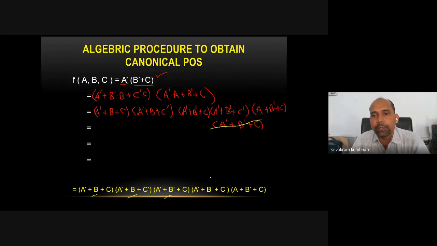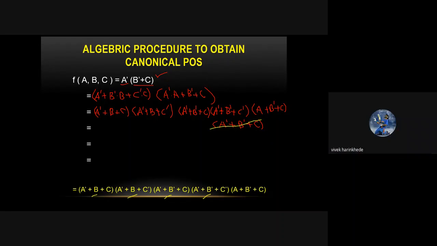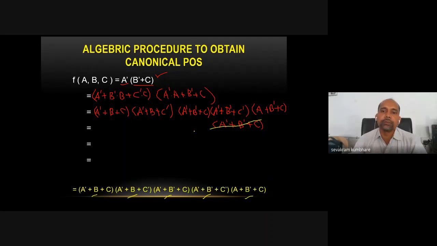A bar plus B bar plus C bar. This is true. A plus B bar, plus A plus B bar. So whatever we got is correct.